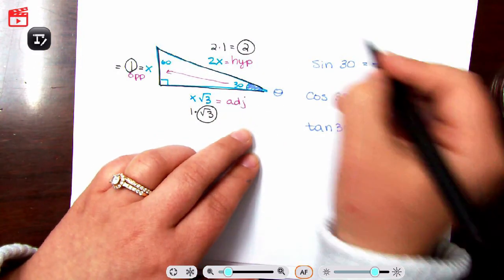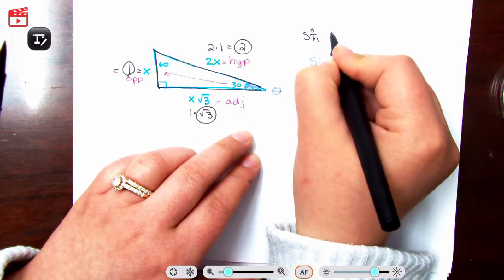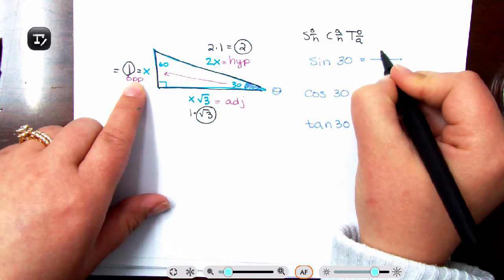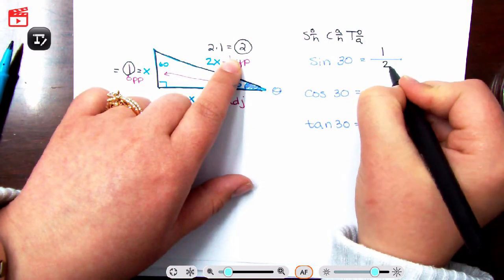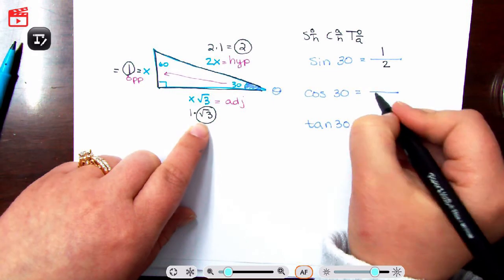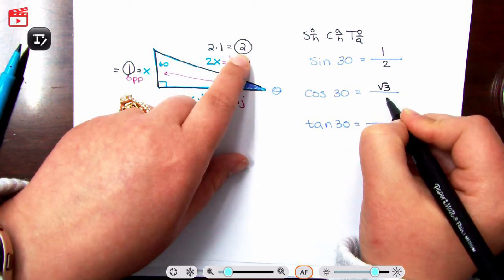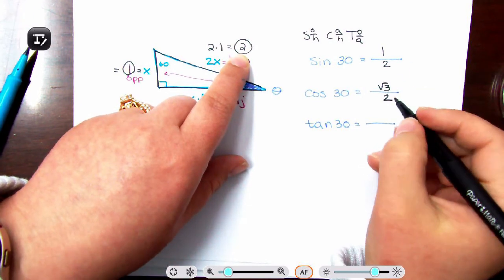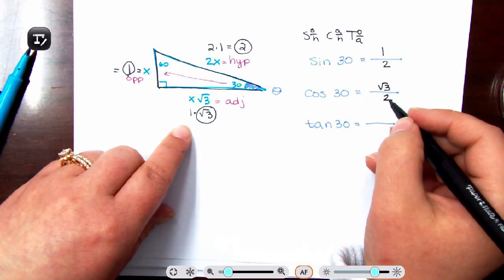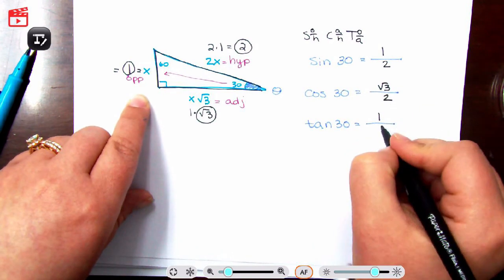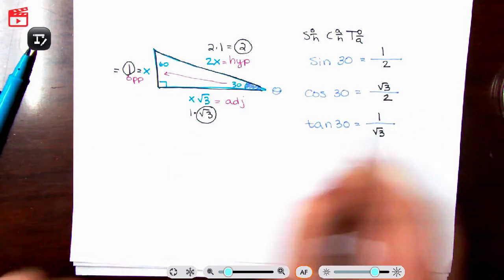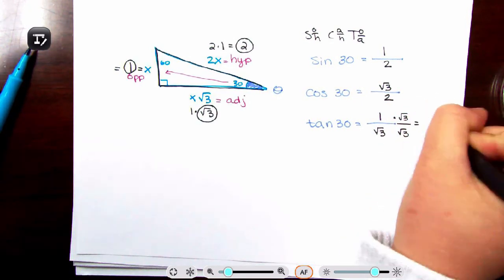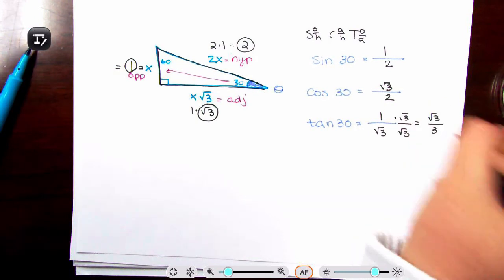Again, SOHCAHTOA. For sine, we have opposite, which is 1, over hypotenuse, which is 2. Cosine is adjacent, which is root 3, over hypotenuse, which is 2. So far, we do not need to rationalize any denominators. Tangent is opposite, which is 1, over adjacent, which is root 3. So this tangent, we do need to rationalize the denominator. I'm going to multiply top and bottom by root 3, which gives me root 3 over 3 as the answer.